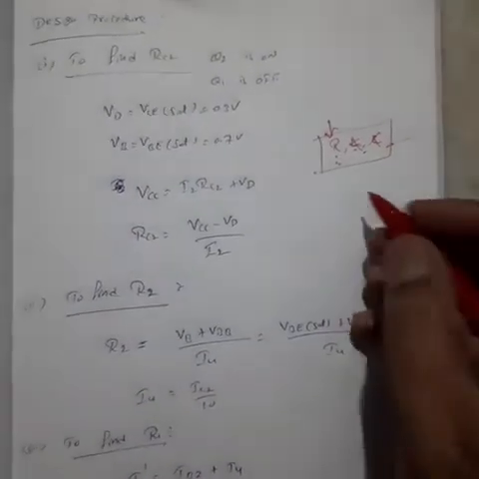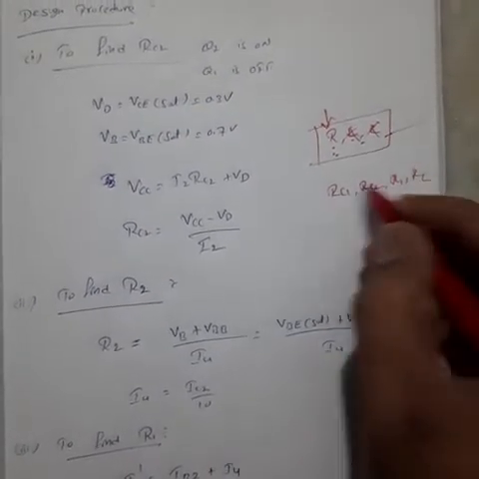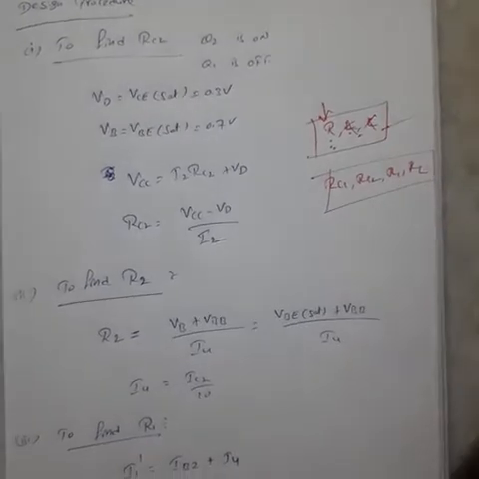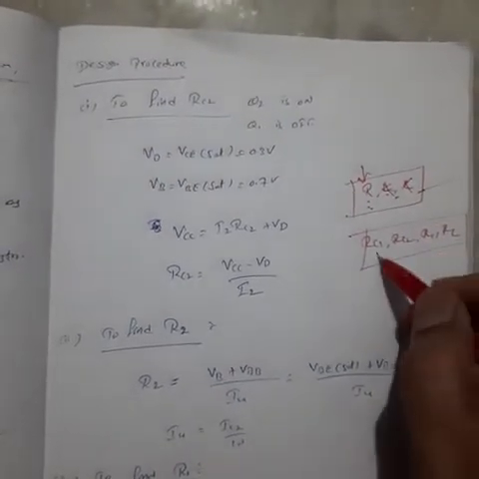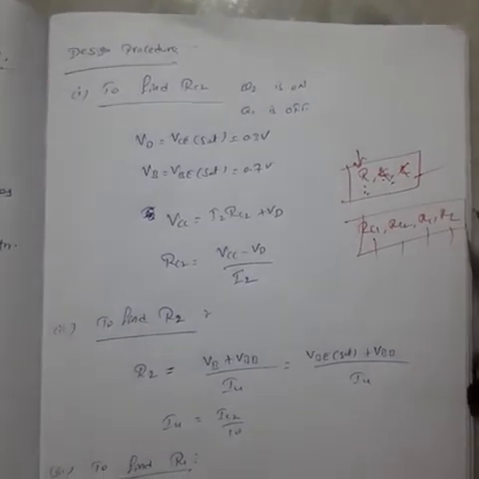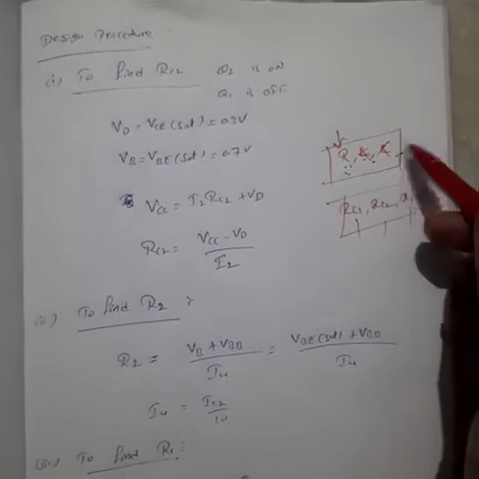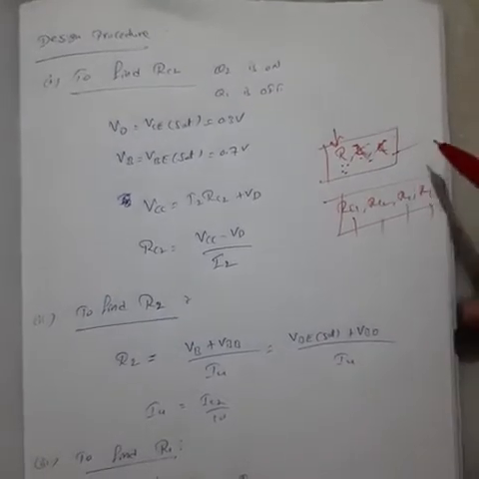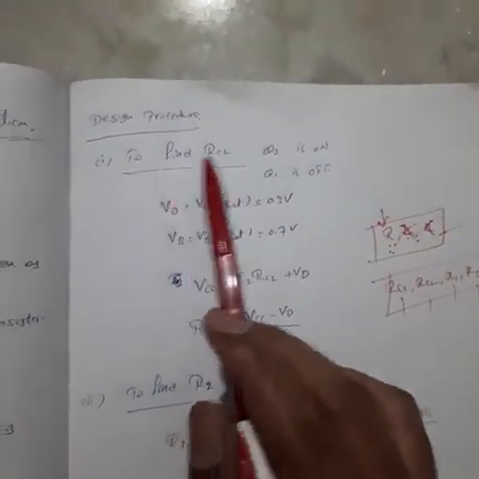What are the resistor values? RC1, RC2, R1, R2. These four resistors are present in the circuit. Designing process means we have to calculate these four values. For any type of design, we have to find out RLC values, but we don't have LC values, we have only R values.